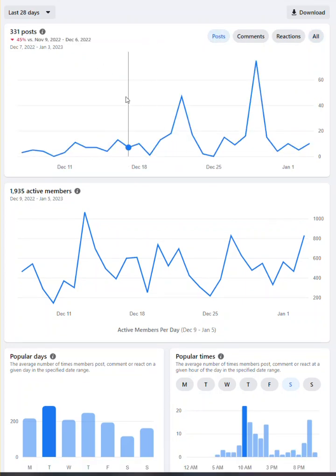But going back to posts, this is saying that over the past 28 days, 331 posts were made, which is a decrease of 45% versus November 9th, 2022 to December 6th, 2022, which was the 28-day period prior to the one we're analyzing right now. That's a huge decrease. That's not necessarily a bad thing. It could just mean that there's different types of posts. The month before could have been tons of wall drops. It could have been tons of engagement posts. This doesn't tell a story in and of itself, but it is an interesting data point saying that over the past 28 days, there's half as many posts as there were in the month prior.